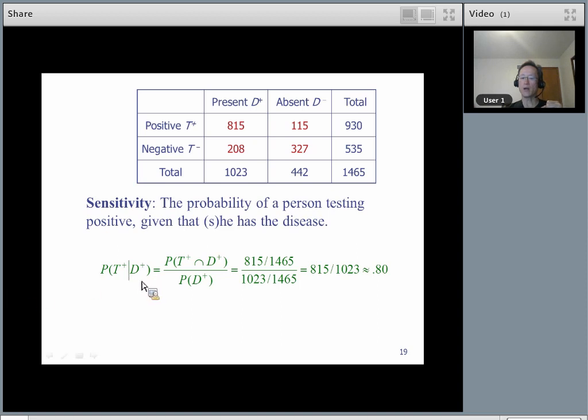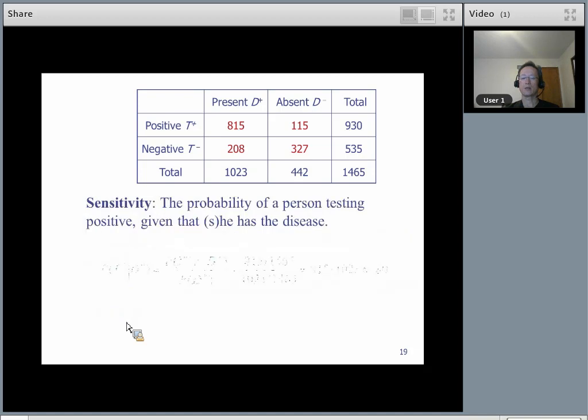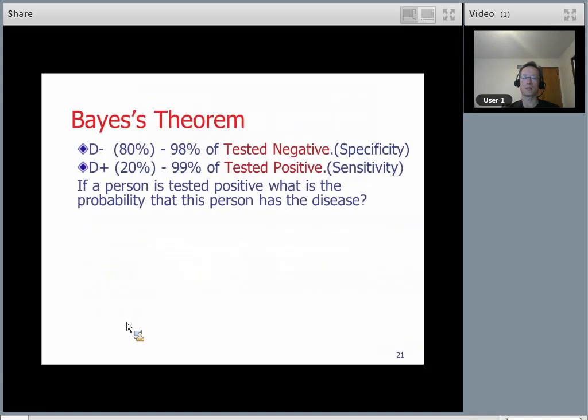And the predictive value of a positive test is really just reversing these two. If you tested positive, how likely is it that you have the disease? If you go back to that slide, if you tested positive, how likely do you have the disease? And oftentimes you'll be provided the sensitivity and specificity, and then you'd like to get a sense of the predictive value of a positive test. You can use those two values to compute it. So anyway, let's look at that.